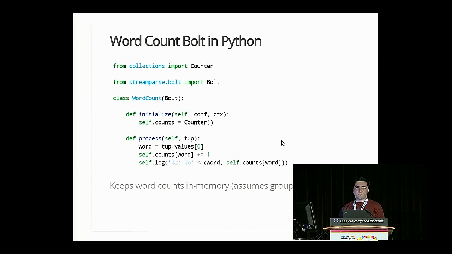And again, the bolt fits on a slide as well. From streamparse import Bolt, initialize method, then there's a process method. And in this case, the process method fetches the word out of the tuple. It increments an in-memory counter with collections.Counter, and then it uses Storm logging to just log the current count of the word. And so this assumes that grouping is working, because the in-memory counter for dog, let's say, is going to always receive every new dog tuple that comes into the topology.